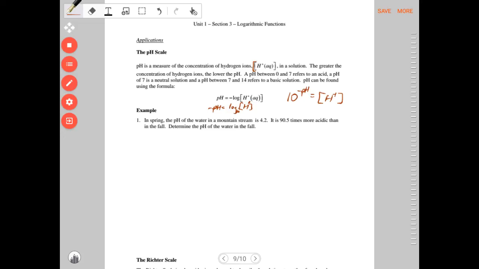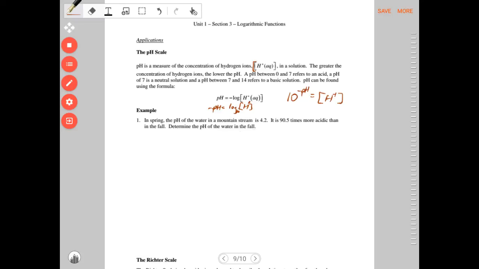So example 1. In spring, the pH of the water in a mountain stream is 4.2. So quite acidic. Okay, it is 90.5 times more acidic than the water in the fall. Okay, determine the pH of the water in the fall. Okay, so in the spring, we are really acidic. In the fall, we're not quite so much.